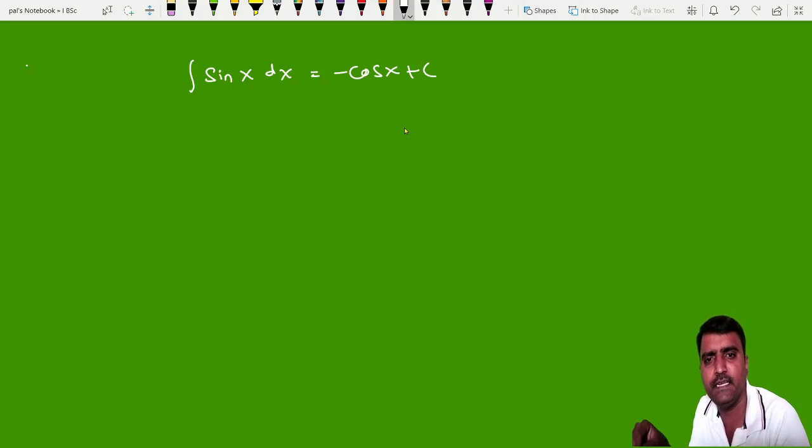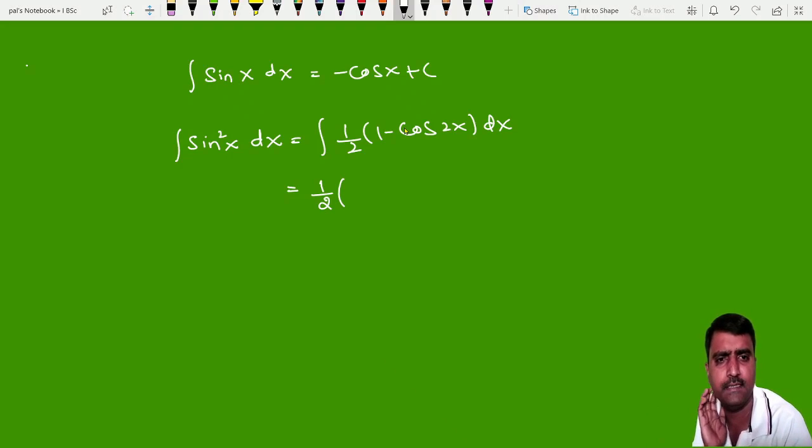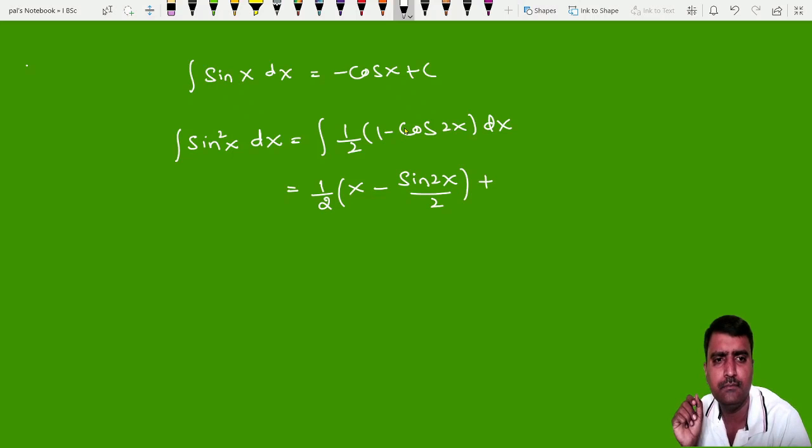Then what is integration of sin square x? Of course we can find it. Integration of sin square x can be written as half into 1 minus cos 2x into dx. Now you integrate this, you take half as common factor. So integration of 1 is x minus integration of cos 2x is sin 2x by 2 plus c. Then what is integration of cos cube x?